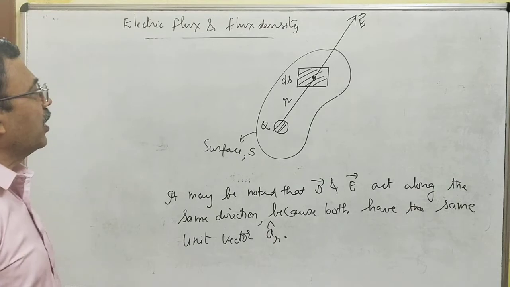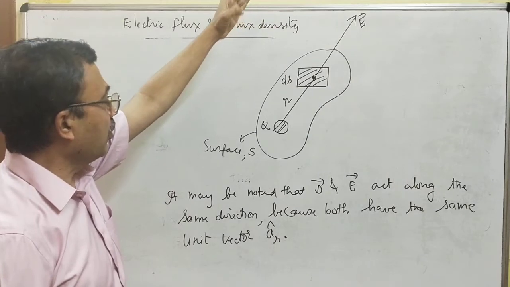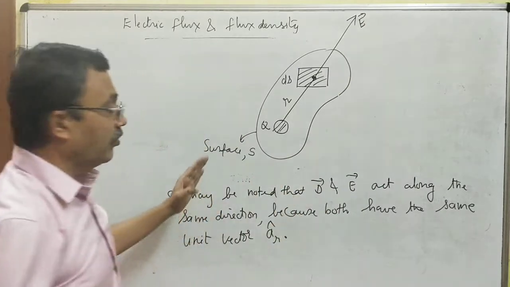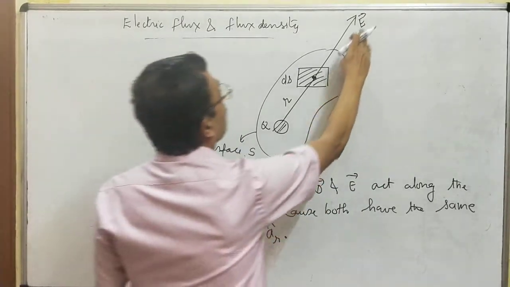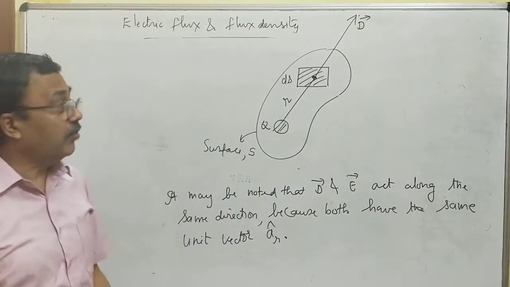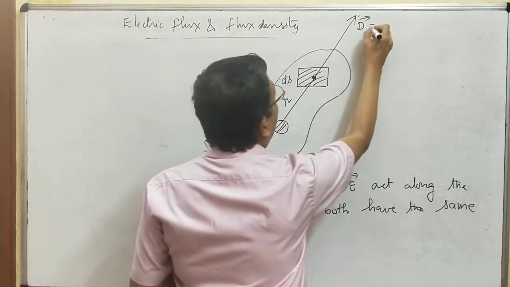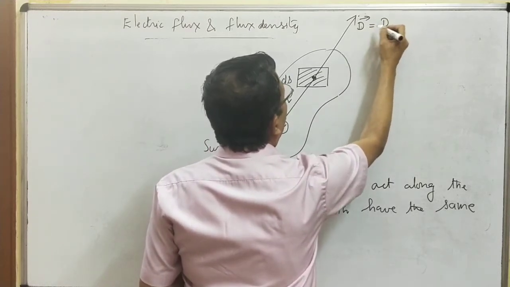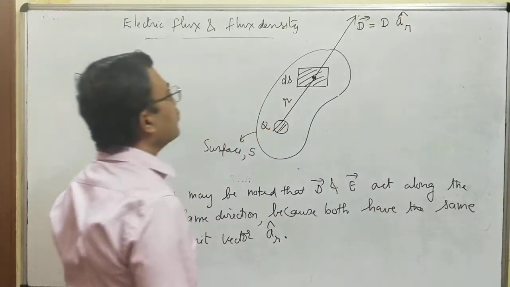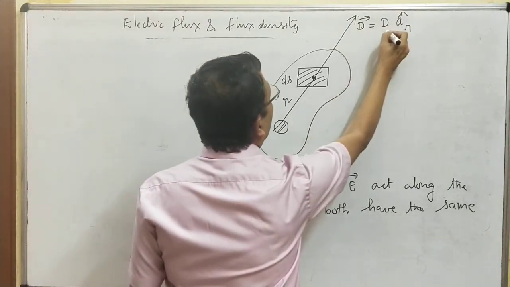The direction of vector D and vector E are the same. Therefore, vector D also acts along the same direction. Only thing is the magnitudes are different. Since I am interested in the concept of electric flux density, instead of taking vector E, I will write vector D. I just wrote vector E first to show its direction. How is vector D acting? Vector D has a magnitude D and a direction given by AR cap. The magnitude of vector D could be D r.